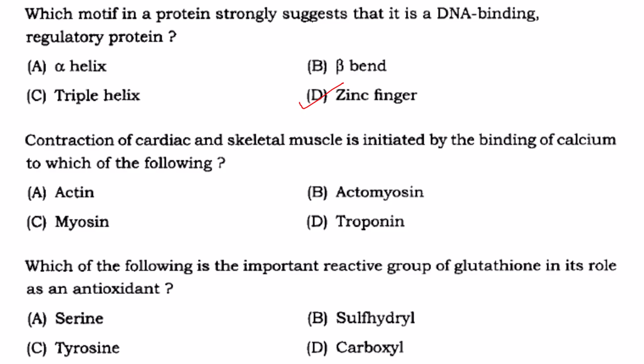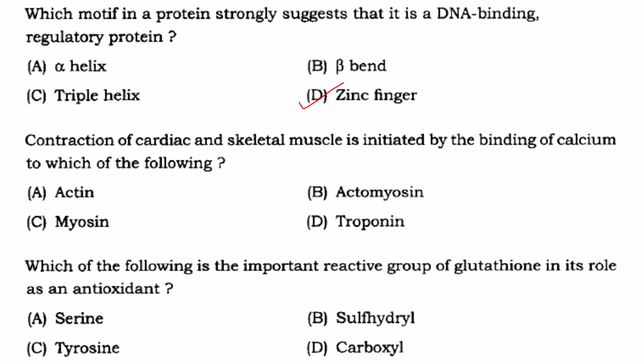Now next one, contraction of cardiac and skeletal muscle is initiated by the binding of calcium to which of the following? So when the cardiac muscle is stimulated, calcium ions are released from your sarcoplasmic reticulum. In the cell cytoplasm, calcium ion concentration increases. This calcium, it will go and bind to troponin and change its conformation.